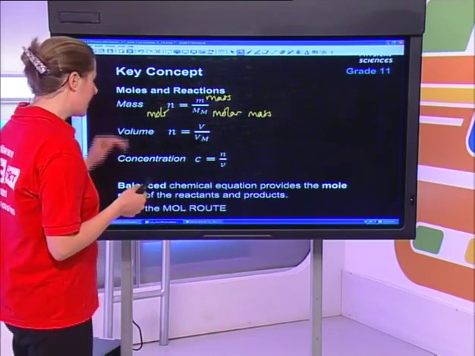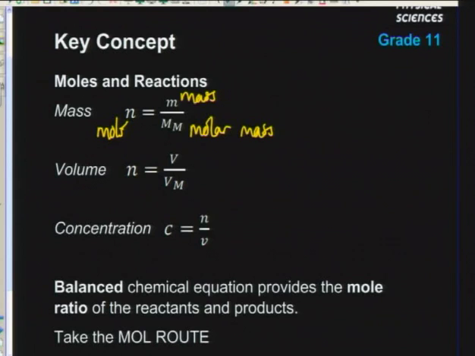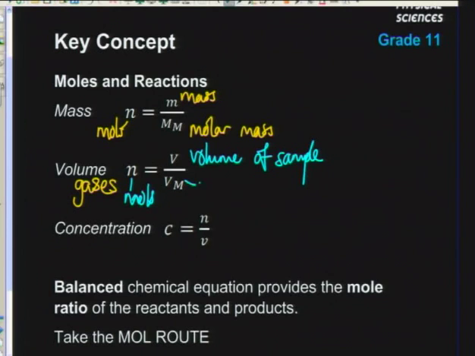The next one is volume, and it's volume specifically when you are working with a gas or many gases. So once again, we've got the number of moles, n. V stands for the volume of your sample. And this one is the molar volume, the volume of 1 mole of gas at STP, standard temperature and pressure.